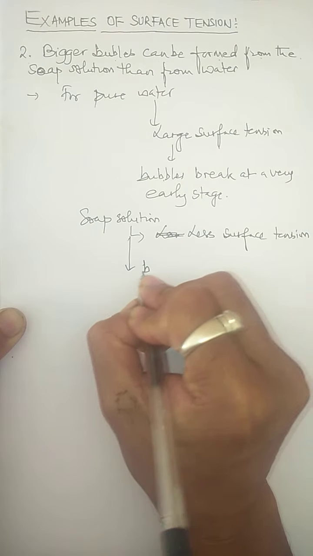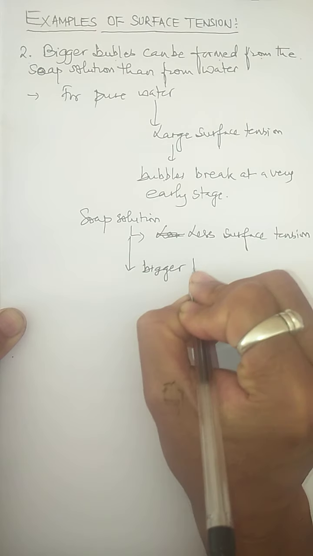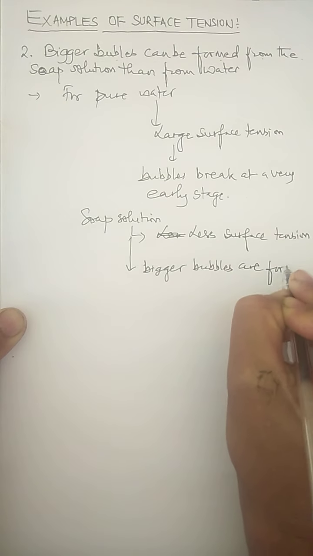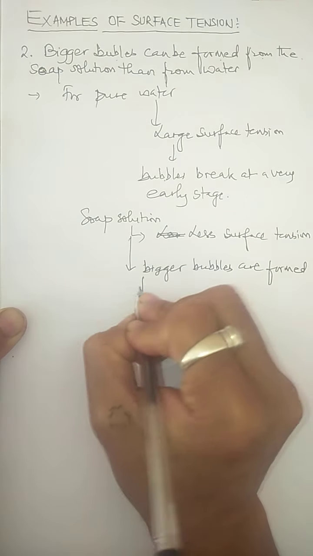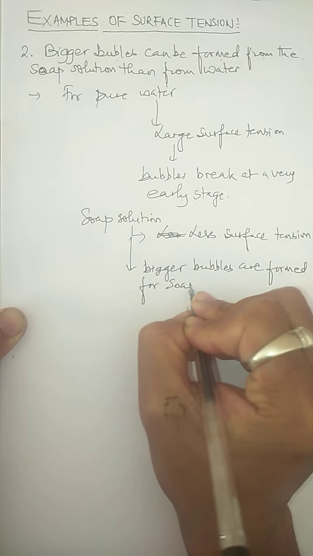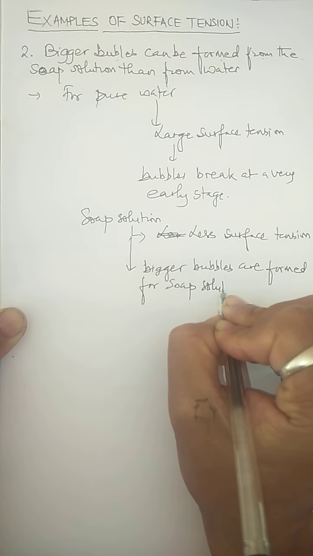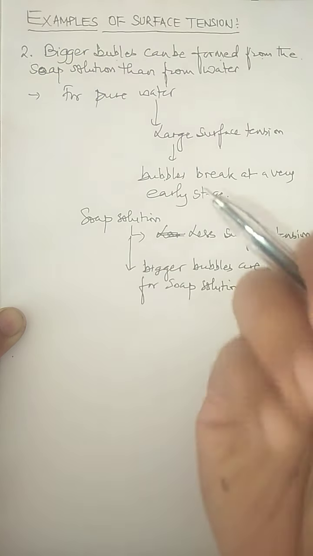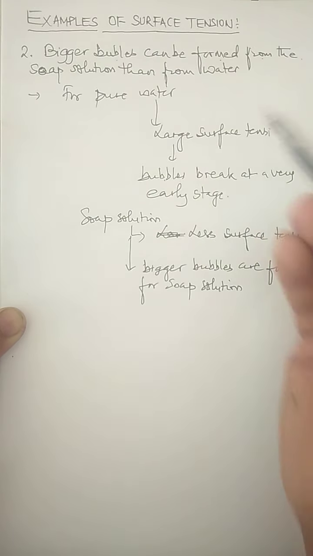So I can add that bigger bubbles are formed from the soap solution. It is all determined by the value of surface tension whether a bubble will be bigger or smaller than others. As I said just now, if the surface tension is large, then the bubble formed is not large, it is a very small bubble or a small drop of water. The formation of a small drop of water is due to the higher surface tension of water.